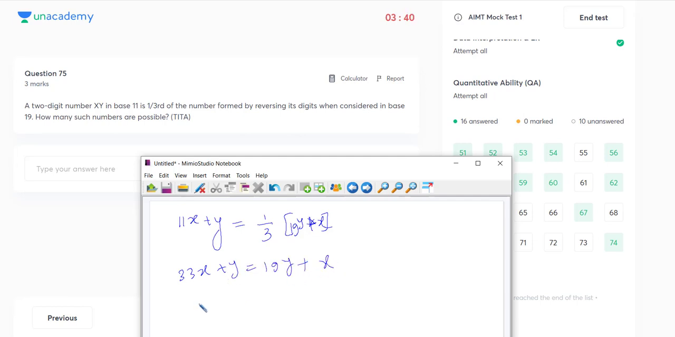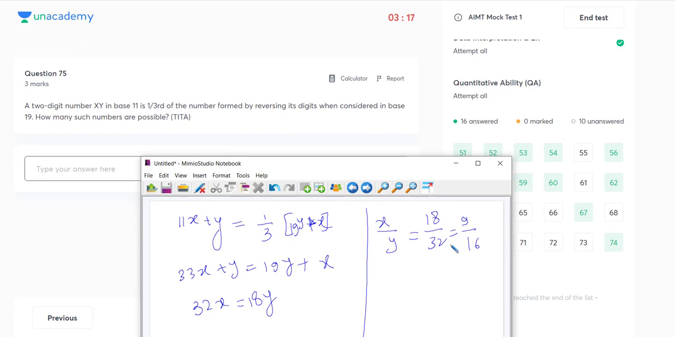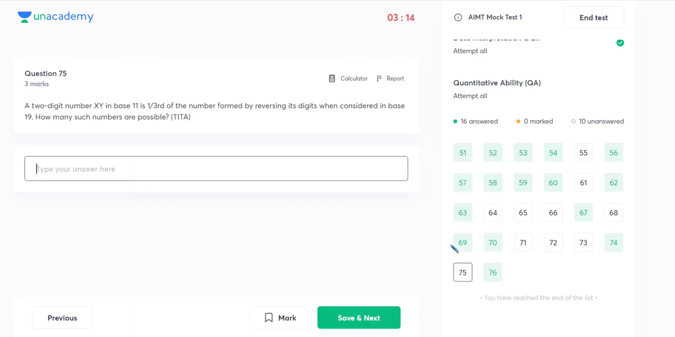So this is going to be 32x is equal to 16y. Okay, so x divided by y is going to be 16 divided by 32... hold on, 18 divided by 32, that is equal to 9 divided by 16. Okay, so how many such two-digit numbers are possible? Hold on. 0 two-digit numbers are possible. Okay, I think the answer is 0 here.